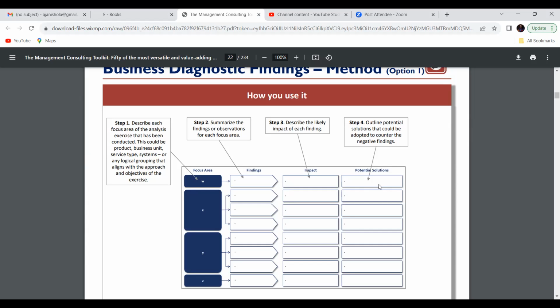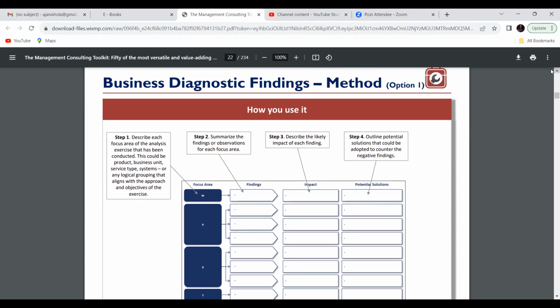So that's how you use your business diagnostic findings template: to identify the study area you're looking at, then to look at what the impacts of the findings are on that area, and lastly, to come up with potential solutions.